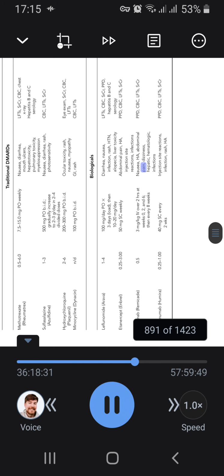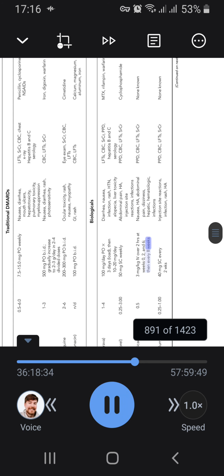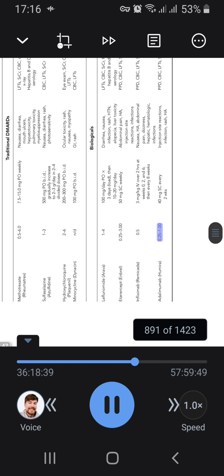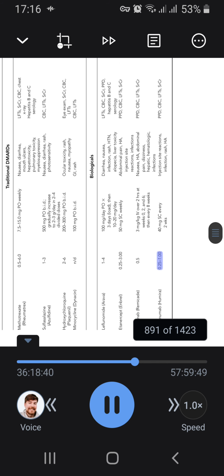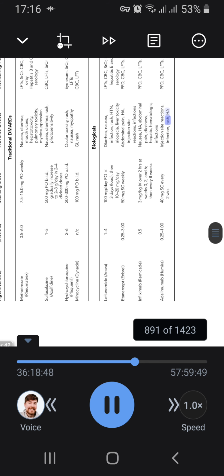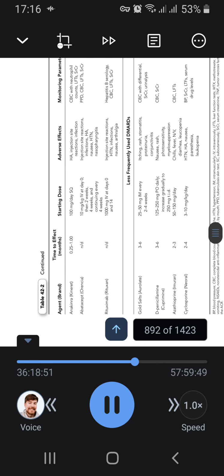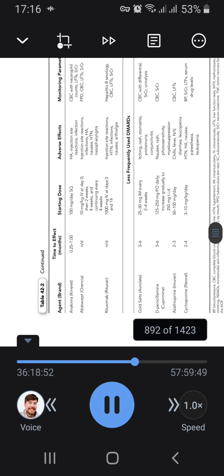Adalimumab, Humira, 0.25 to 1 month, 40 mg subcutaneously every 2 weeks; injection site reactions, infection, rash, HA; PPD, CBC, LFTs, SCr; none known. Continued on next page, 870, chapter 42-4.